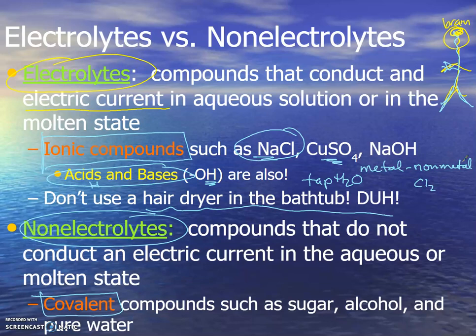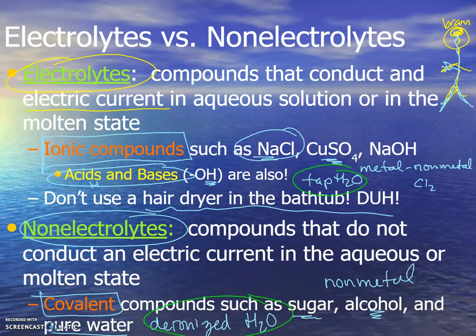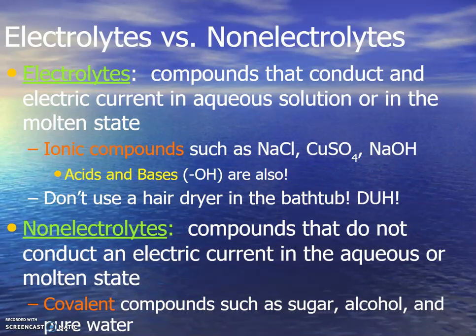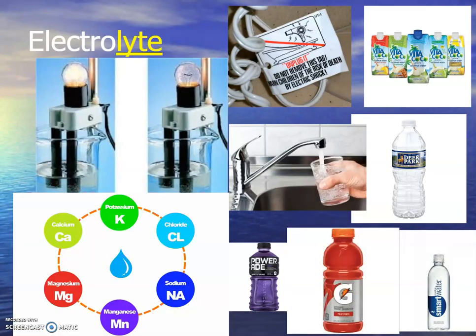Non-electrolytes are going to be your covalent compounds, which are your nonmetal compounds, and that's going to be sugar, alcohol, and pure water. So that means deionized water is going to be a non-electrolyte. Tap water, electrolyte, okay? And in class, I actually show a lot of examples of this with nothing more than a light bulb, okay? A light bulb that has these two probes and a position for a beaker to put in it.